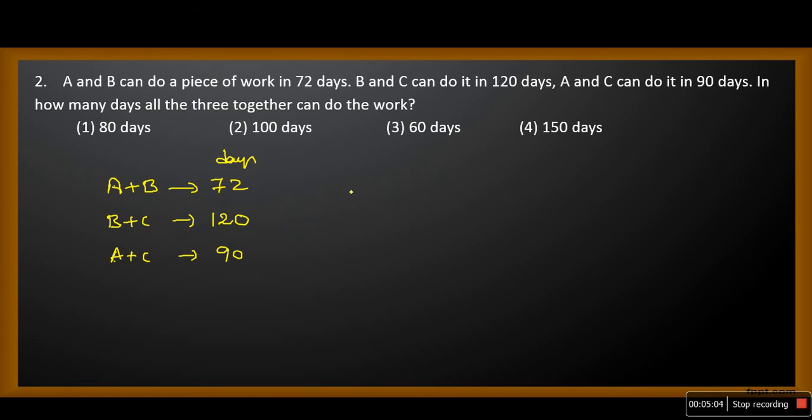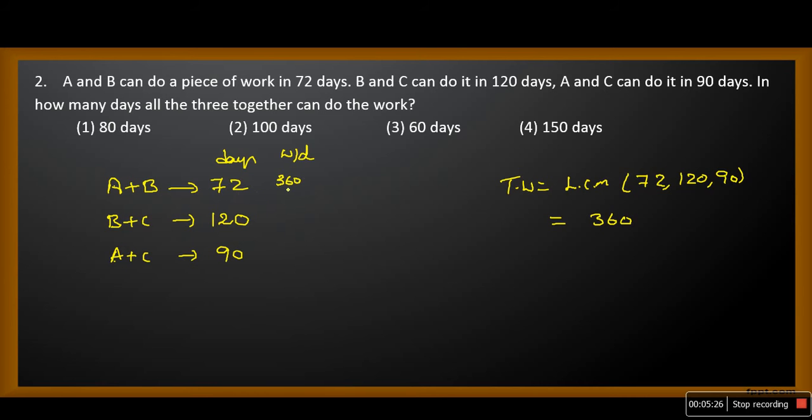We don't know what the work is. What do we have to do? Total work is nothing but what? The LCM of the given days. So the LCM of 72, 120 and 90 equals 360. Now let us find the work done per day. Work done per day is nothing but 360 by 72.